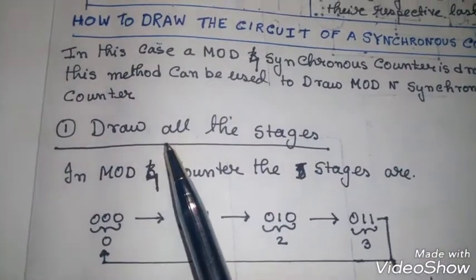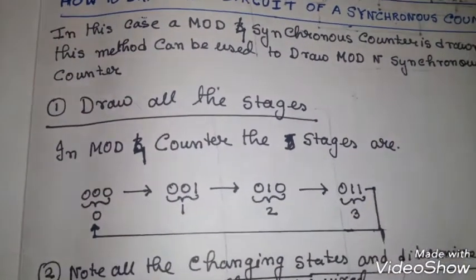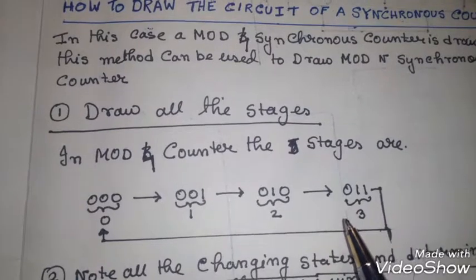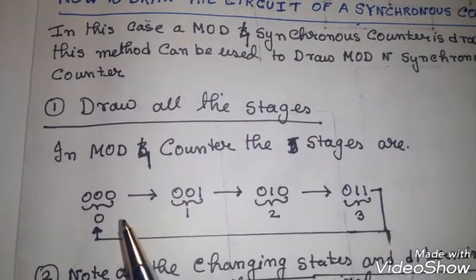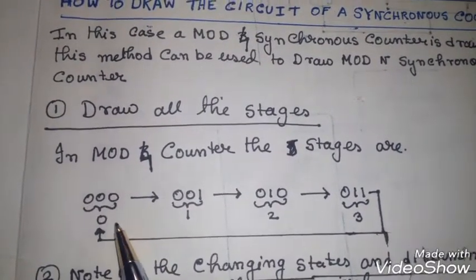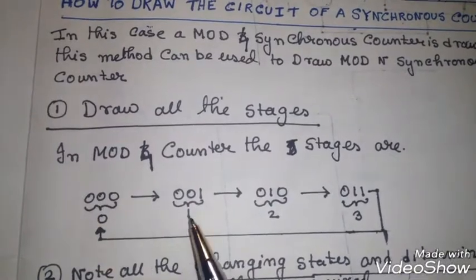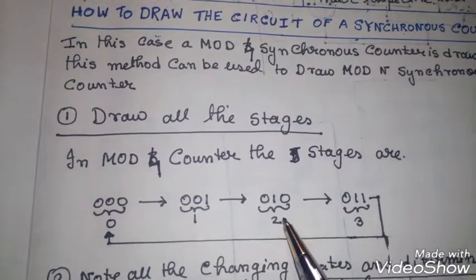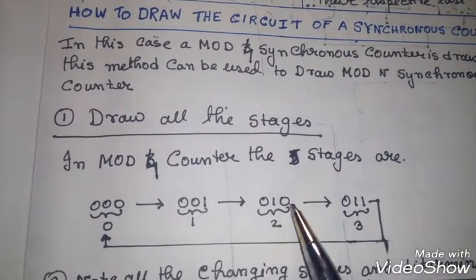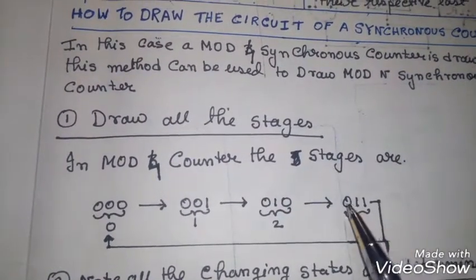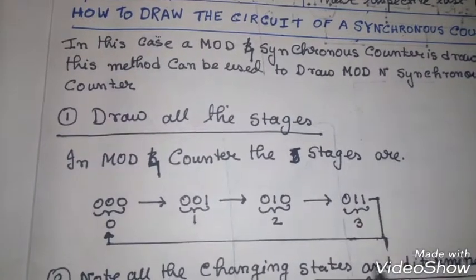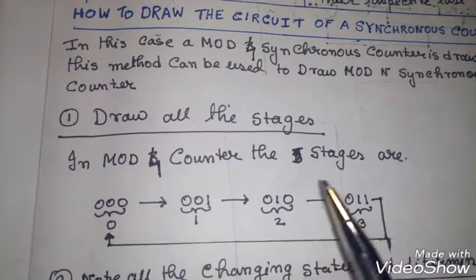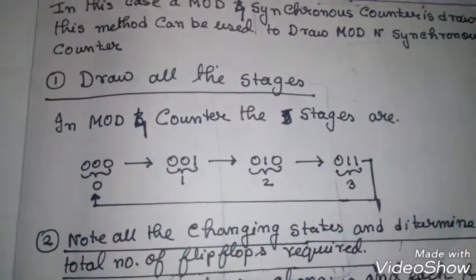The first thing we have to do is to draw all the stages we need to be displayed. First of all we need 0, so 0 0 0. Then we need 1, so 0 0 1. We have to write it in binary. Then we need 2, which is 0 1 0. Then number 3, that is 0 1 1, and then we go back to 0 because I have got 4 distinct stages. So it is our mod 4 counter.